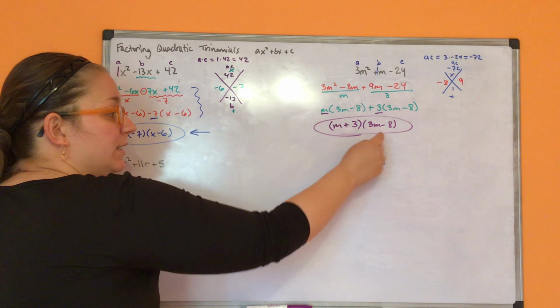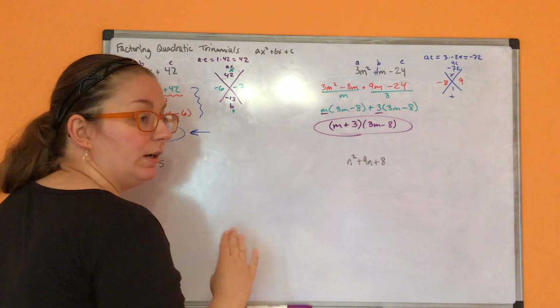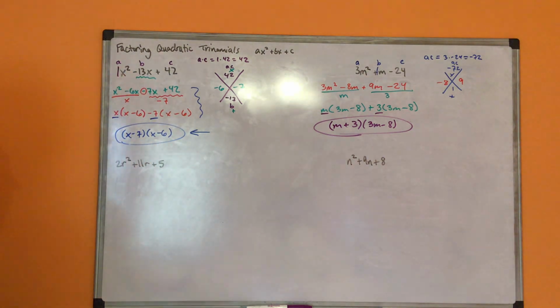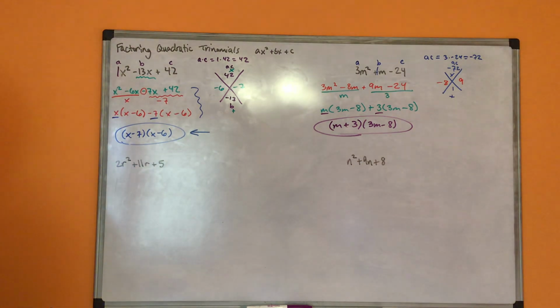Remember that this is the same as 3m minus 8 times m plus 3. So as long as you have the right things, the order is not super important. It'll all work out in the end. Let's try a couple more.